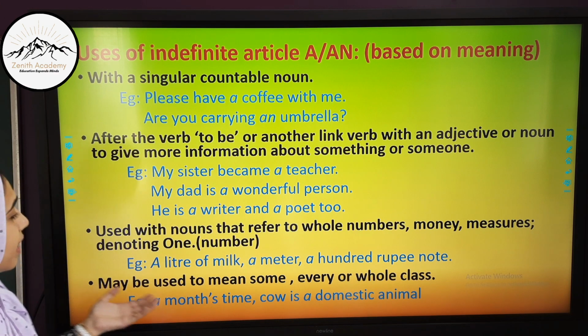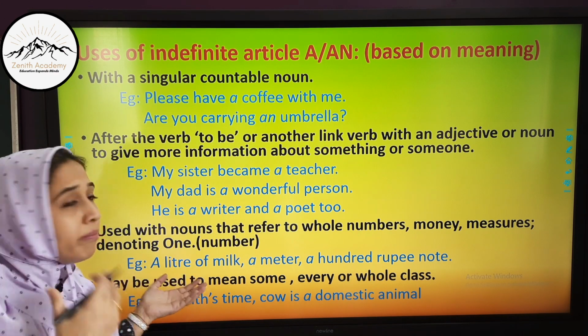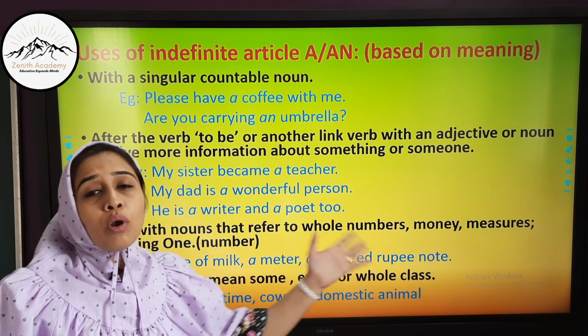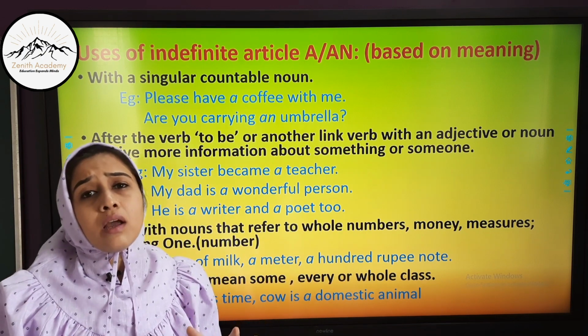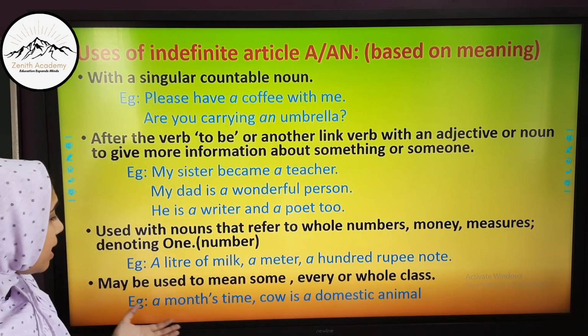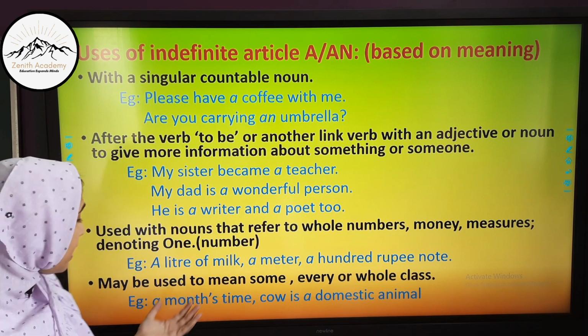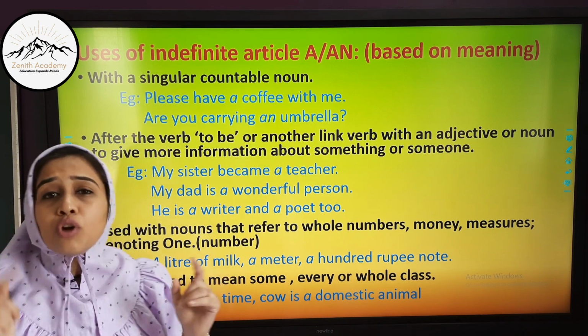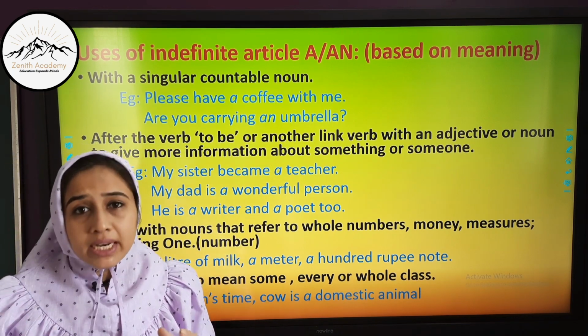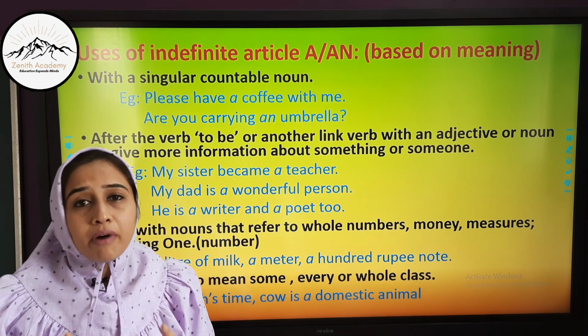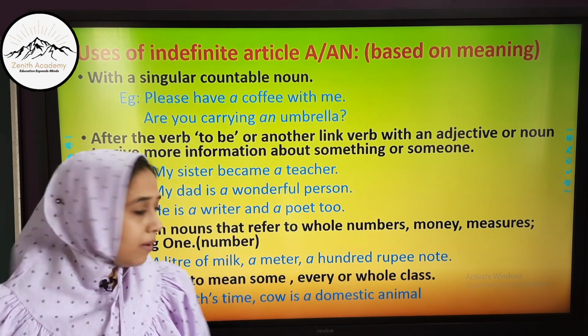Also, it is used when we want to mean some, every or the whole class of a particular thing. Like I say, a month's time. Now when I say a month's time, a month is not one day, it is a group of 30 days. But when I say a month, it denotes one month.